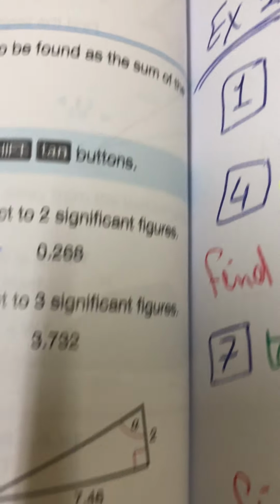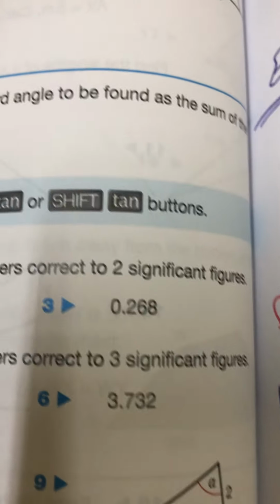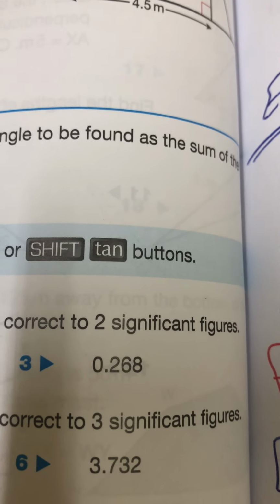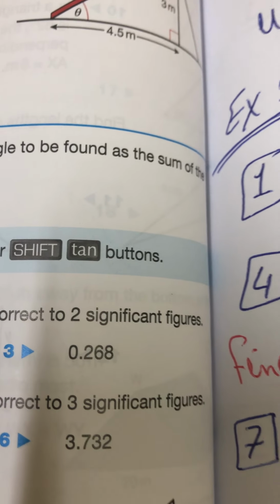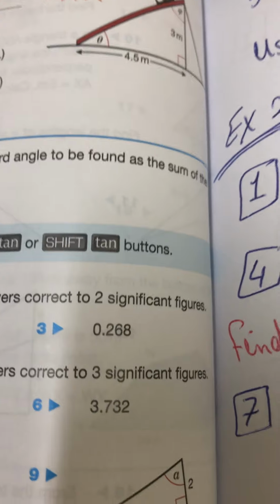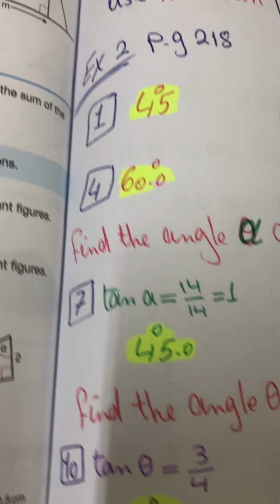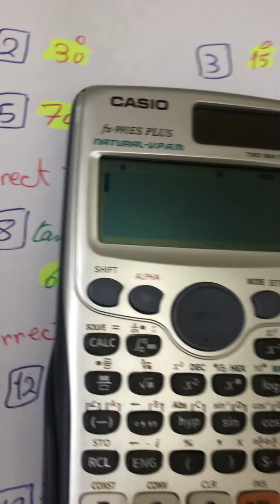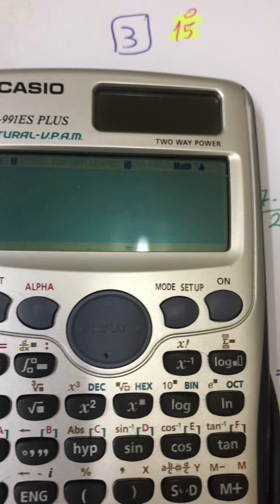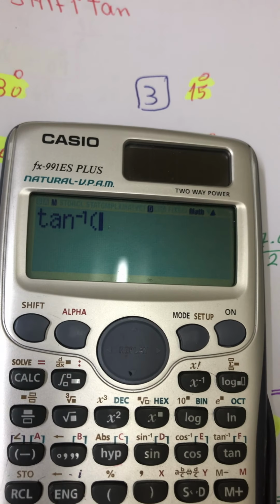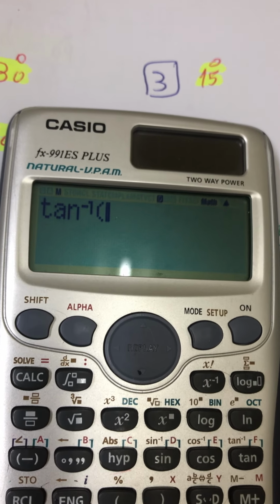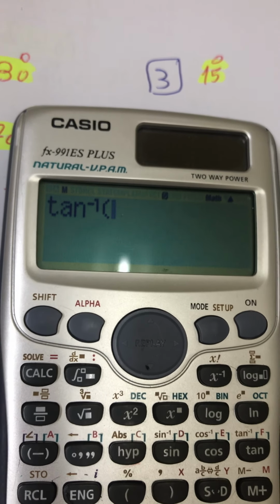Yes, try to do the third one yourself. As you see here, in question number 3, the tangent is 0.268. Again, I'll press shift, then tan. You will find your calculator writes tan inverse or tan -1.